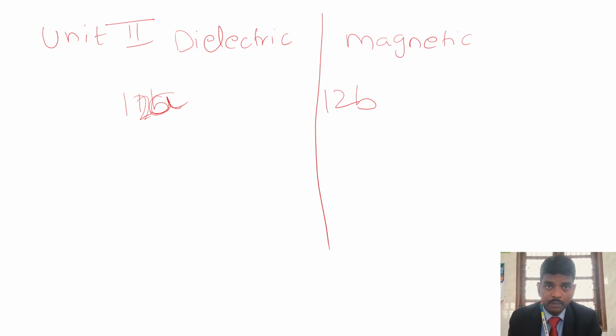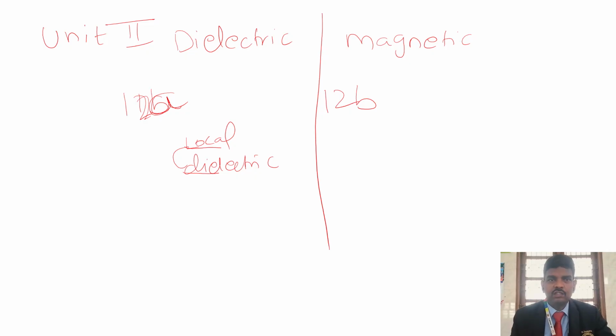So two questions from one part is not possible. Only on one occasion we had a question where two questions were from dielectric. For example, they asked local field and the dielectric breakdown, in either-or. This is the only such question paper I have seen in my career. Otherwise, mostly one side will be dielectric, the other side will be magnetic.